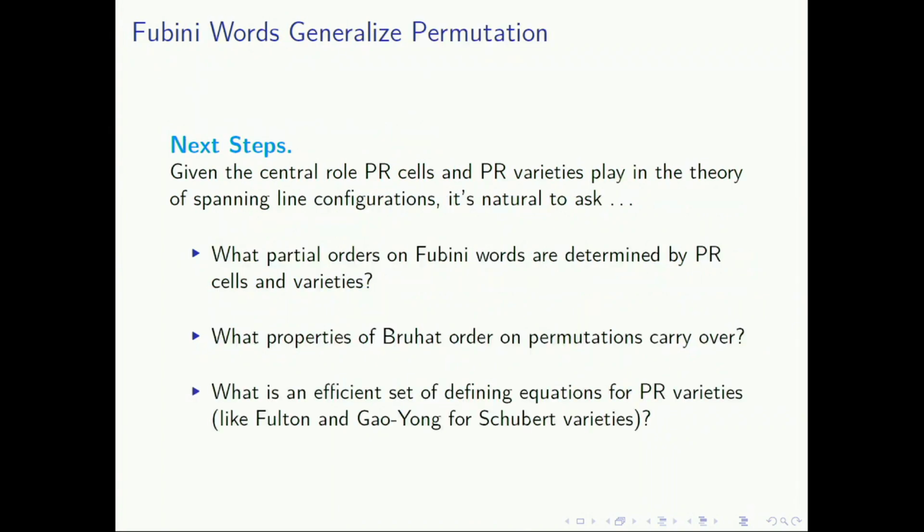So what are some next steps in this theory? Well, one of the things that Pawlowski and Rhoades started but really haven't completed was studying the partial order on Fubini words that are determined by these PR cells and varieties. And okay, well, whatever that partial order is, it should be a natural generalization of Bruhat order. So we want to take everything we know about Bruhat order and see if it will generalize. And I also like this idea of what are the equations here? It wasn't really spelled out in the paper exactly how to do this. And I was struggling with finding the poset. So we really had to spell out the equations better.